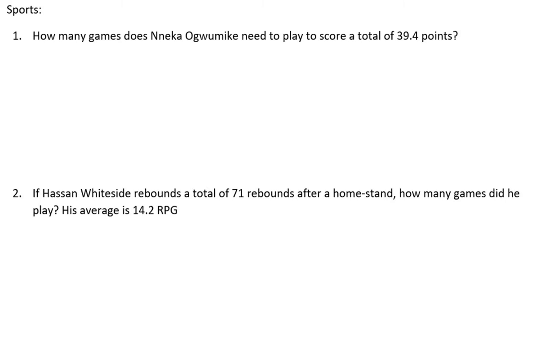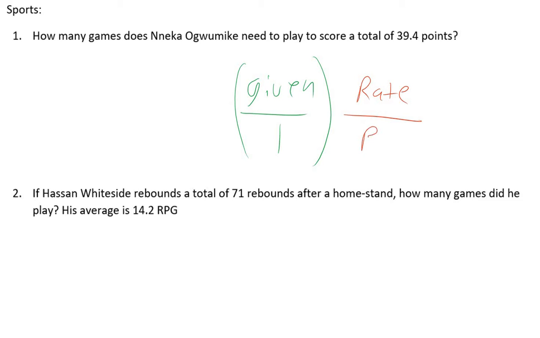Hello, sports, dimensional analysis. I'm going to put a quick formula up here for reference: given over 1, multiplied by rate over rate, where the unit for the bottom rate should cancel out with the given. So the given unit goes on the bottom of the rate, and the rate on top would be the desired unit.